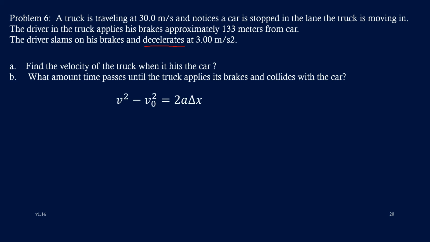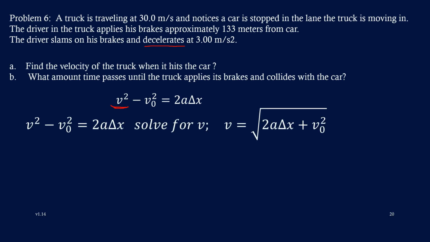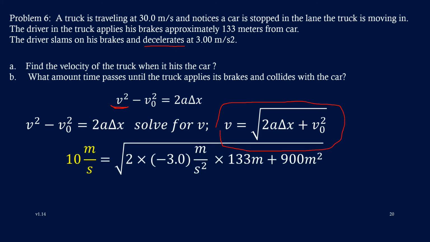So we'll use this equation. Why? Well, we don't have time. We're not using time right now. And so this is going to be the best to find the velocity right here. So we're going to solve for this v. When we do, we get this expression right here. And then we just plug in the values that we know. And we get an answer of 10 meters per second.